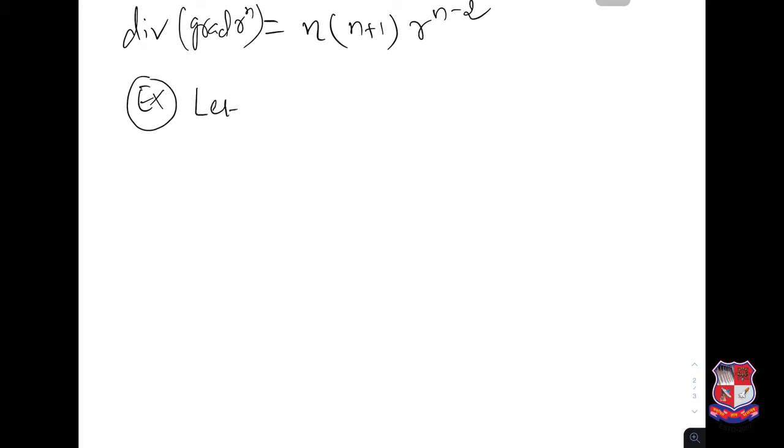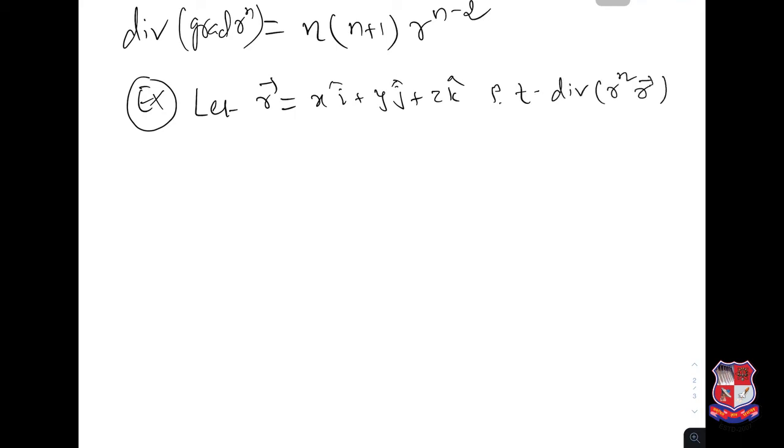Let r be a position vector xi plus yj plus zk. Prove that divergence of r power n vector r equal to n plus 3 r power n.